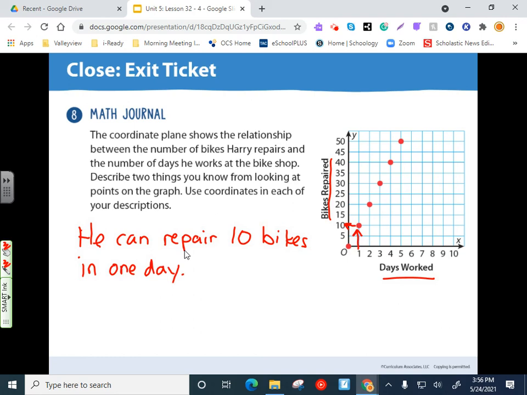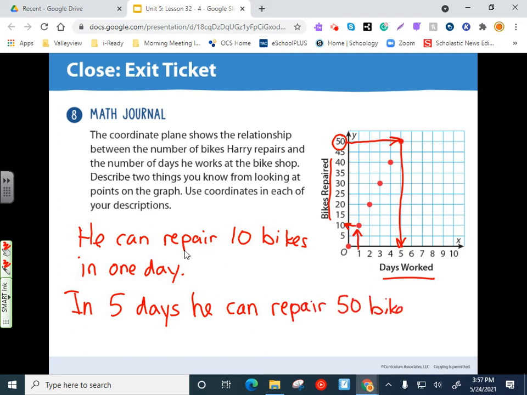You can also look at it backwards in the sense where, let's see how many days he has to work to get 50 bikes done. So 50 bikes can be done in 5 days. So in 5 days, he can repair 50 bikes. So there's a lot of ways you can interpret or make words and sentences out of what you see here as these points and data and everything there. And that's a good skill to have, be able to kind of share that.